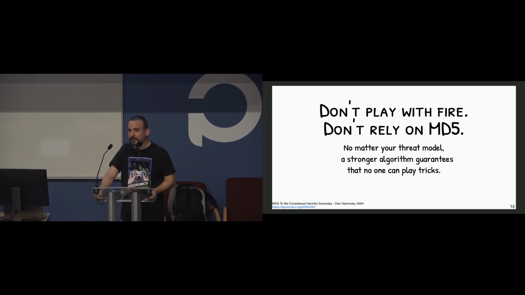But again, don't play with fire, don't rely on MD5 and prove it, because no matter your threat model, when you use a stronger algorithm like SHA-1 or SHA-2, there is no guarantee that no one is playing tricks, right? With MD5, there's plenty of risk that still stays. I see now there are a lot of possible collisions on many file formats. There's no point, there's a permanent risk to rely on MD5.